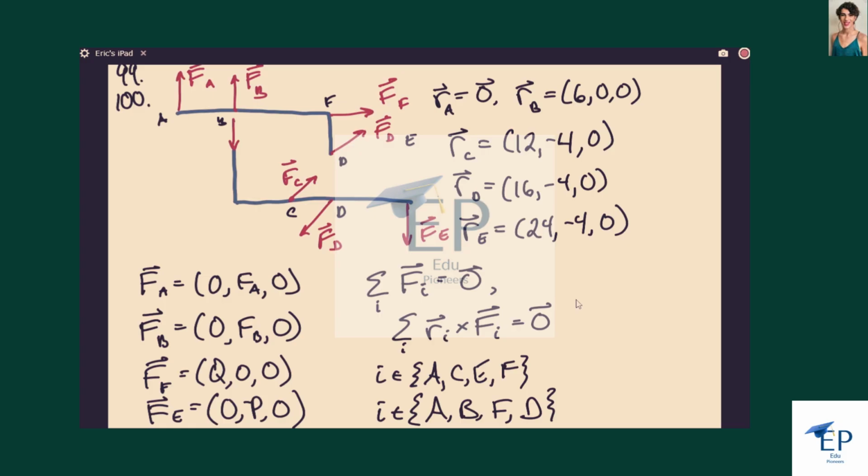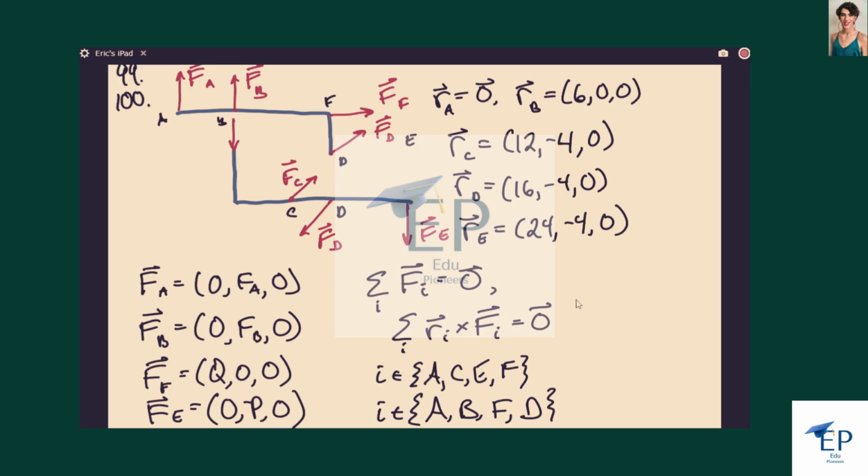And then I looked at BDF, or ABFD, which is all the forces on this upper body. So I did a force and moment balance on this body here. So that gives us 6 equations, and we're going to have 6 unknowns.